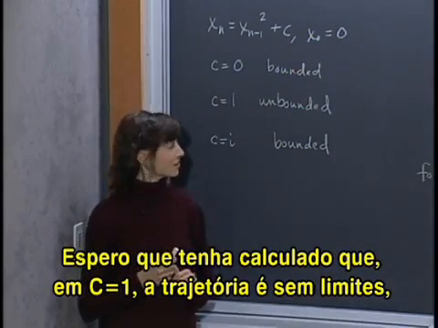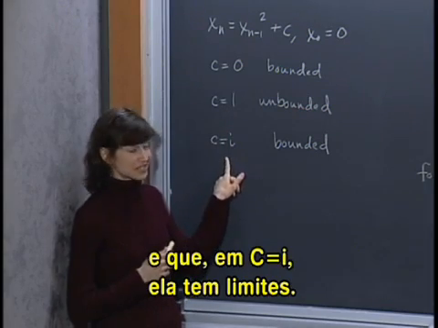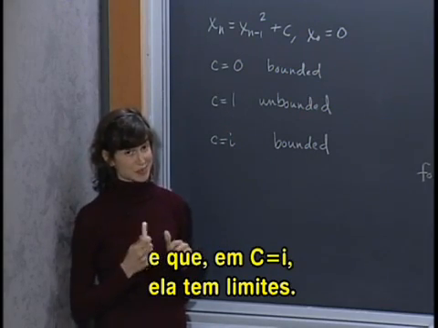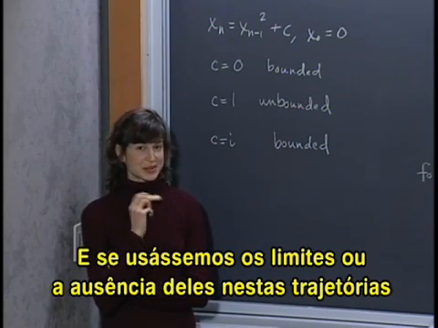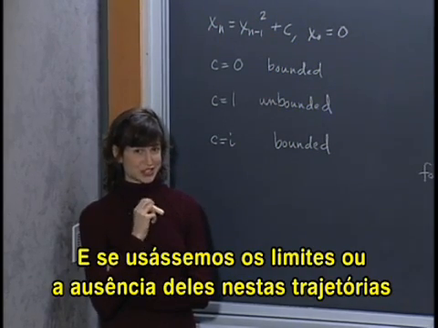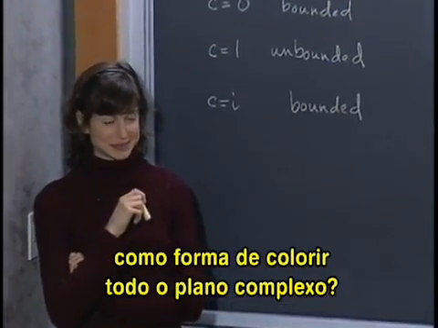I hope you found that when c equals 1, the trajectory was unbounded. And when c equals i, the trajectory was bounded. Now here's an idea. What if we use the boundedness or unboundedness of these trajectories as a way of coloring in the entire complex plane?